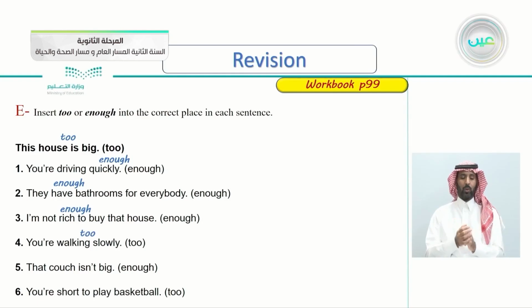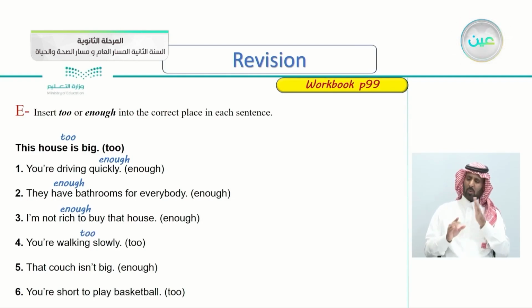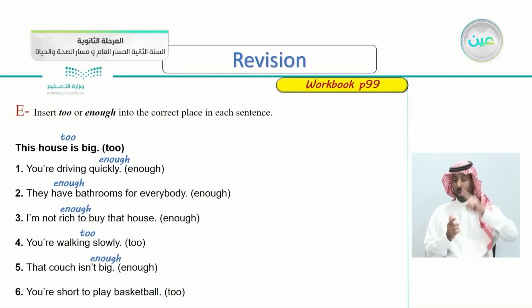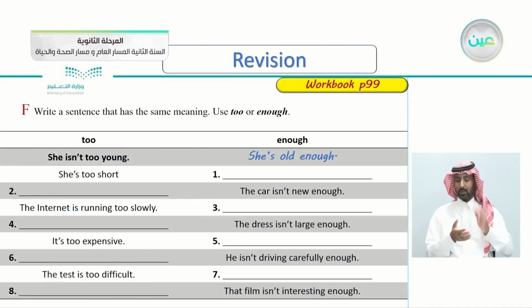Excellent. That couch isn't big and the word enough. Yes, that couch isn't big enough. So it's the same thing. You're short to play basketball and the word too. Very good. You say you're too short to play basketball. You can't play basketball. Why? Because you're too short. It doesn't fit you.